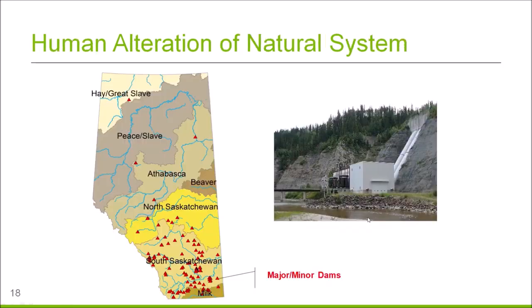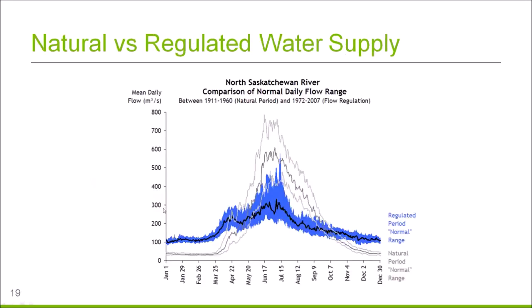Now, we do have systems where water flow is being regulated by dams or reservoirs or even water withdrawal. On the left side of the slide you can see major dams and minor dams and their locations. You can see that in southern Alberta, a lot of rivers are actually regulated. What exactly that means, I can show you in this plot. Again, the blue shaded area is showing the regulated normal range, between the 25th and 75th percentile.